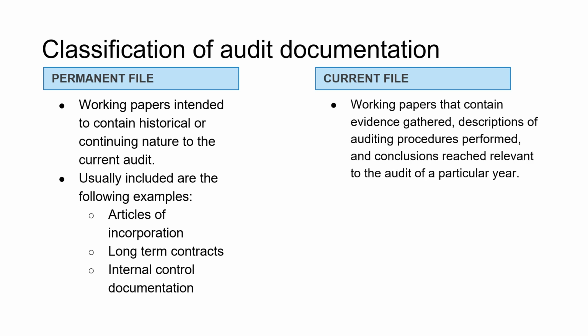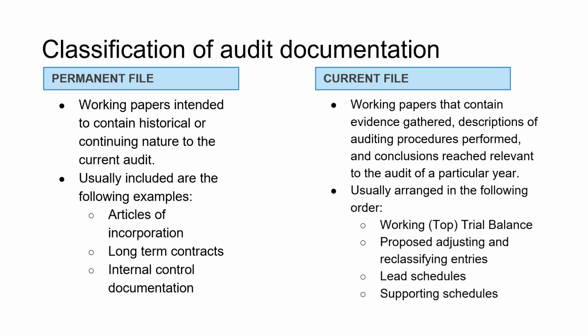The current file, on the other hand, would refer to working papers that contain evidence gathered, descriptions of audit procedures performed, and conclusions reached relevant to the audit of a particular year. Okay, so whereas permanent files would refer to matters of continuing significance, current file will only be relevant to the particular year. And usually, the current file is arranged in the following order.